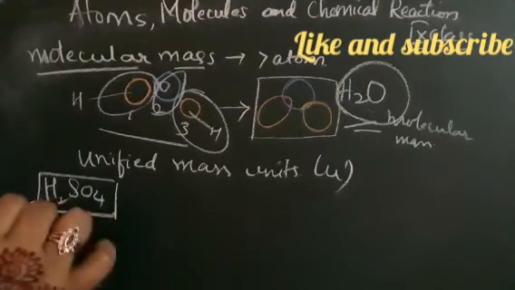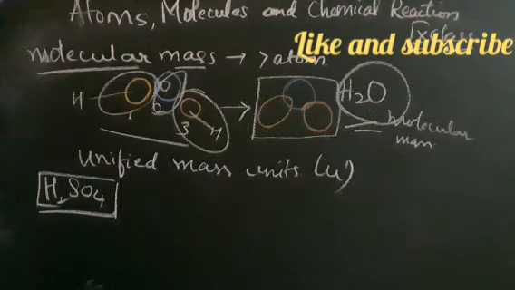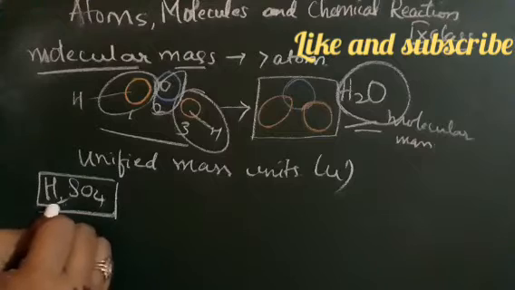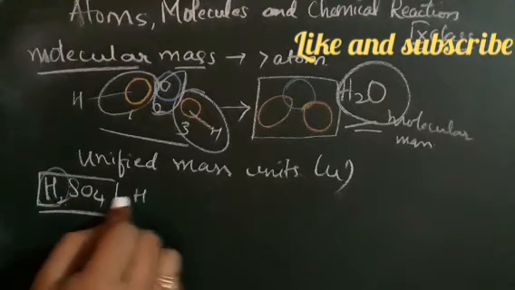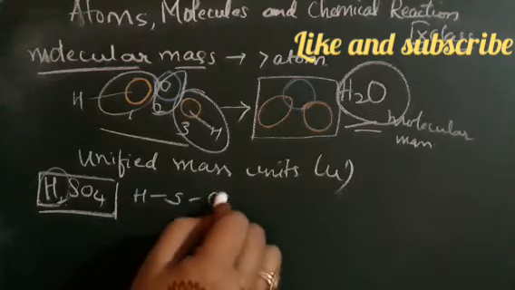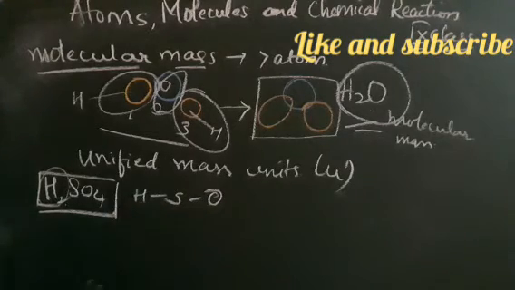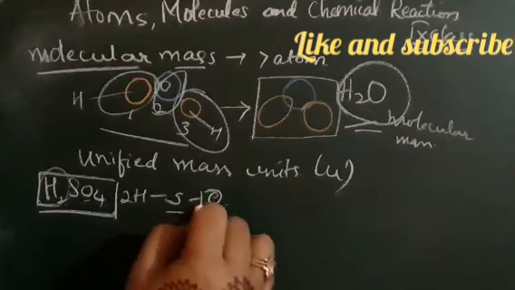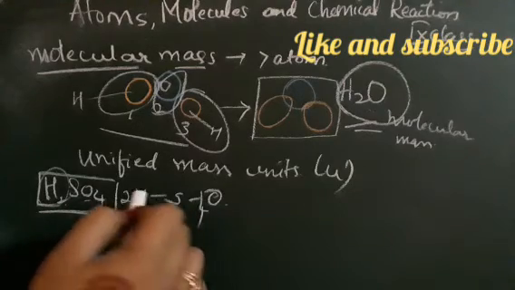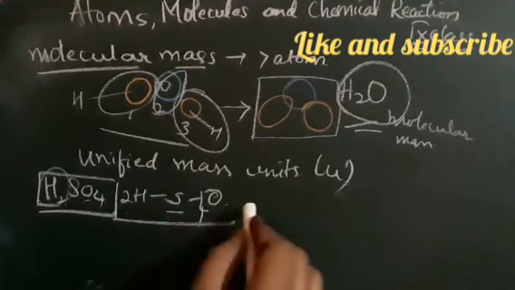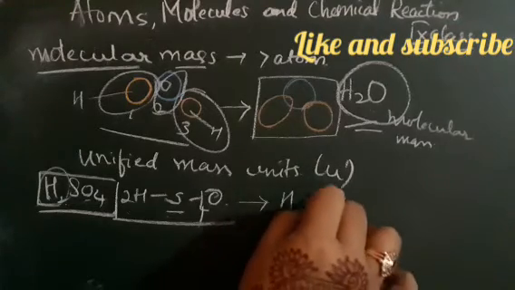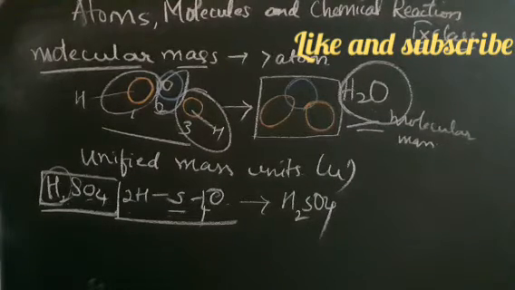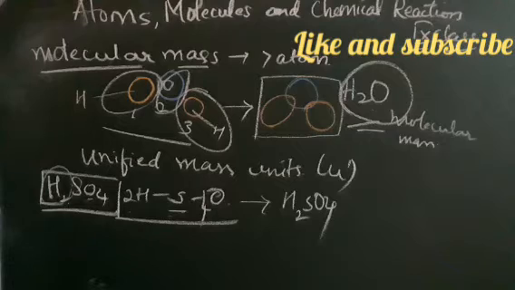For example, if we take H2SO4, this is sulfuric acid. So what are involved here? The hydrogen atom, sulfur atom and oxygen atom are involved. How many hydrogen atoms? Two hydrogen atoms. How many sulfur? One sulfur. How many oxygen? Four oxygen. So four oxygen, one sulfur and two hydrogen atoms combine and form one molecule, that is H2SO4, sulfuric acid.